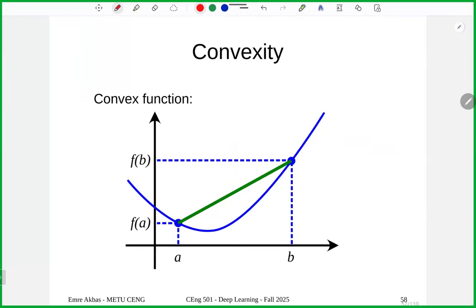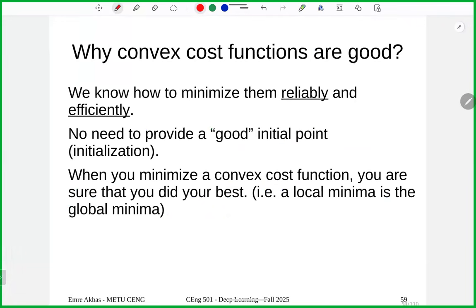If the function is always below that line, then it's convex. Okay, so simple definition. The convex cost functions are good because we know how to minimize them reliably and efficiently. Think of the quadratic function as a typical example of a convex cost function.